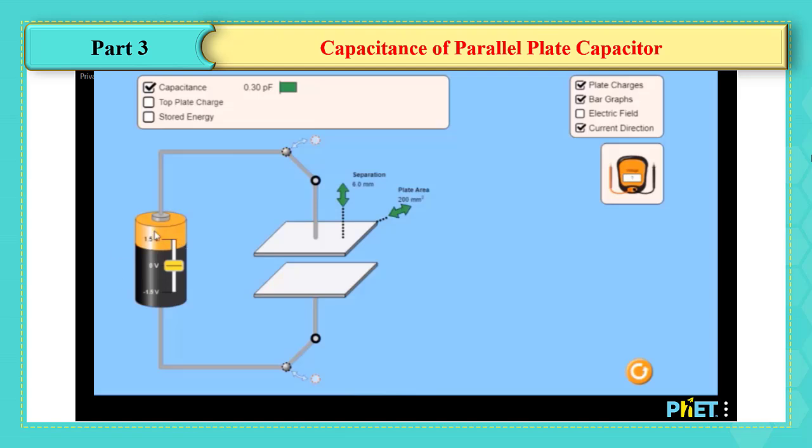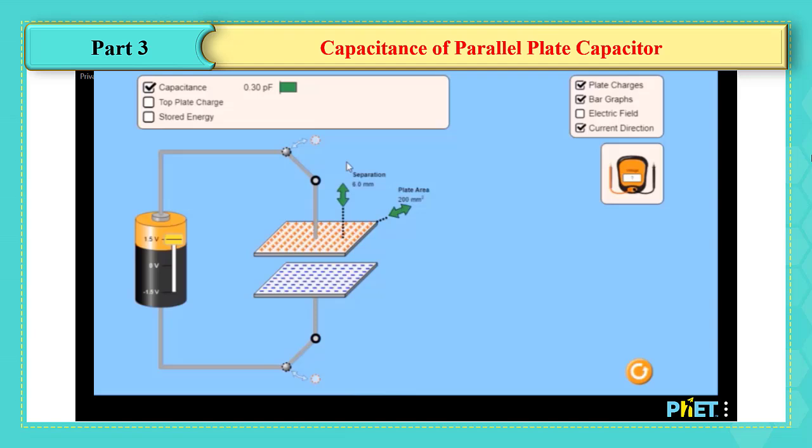Here I have a generator which is connected across an initially neutral capacitor. In order to charge the capacitor, I'm going to increase the voltage of the generator to 1.5, for example. Now the capacitor is charged. It has one positive plate and the other one is a negative plate.